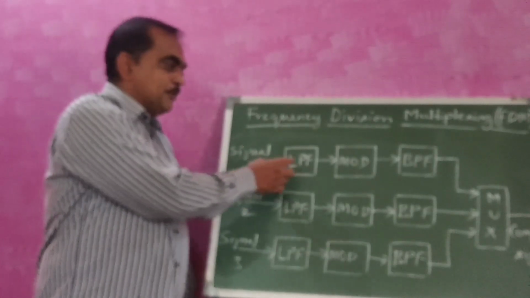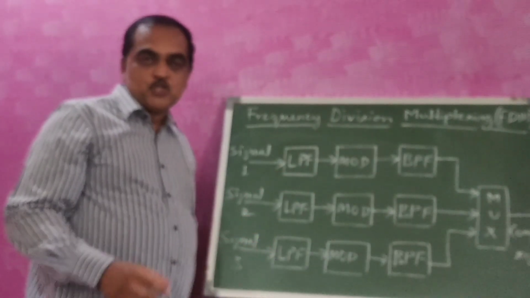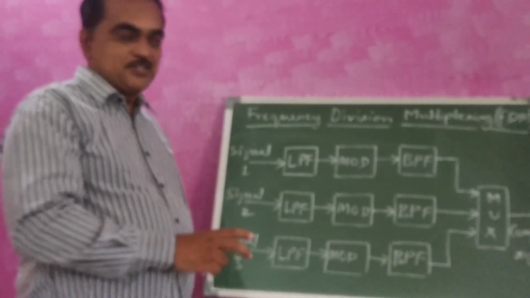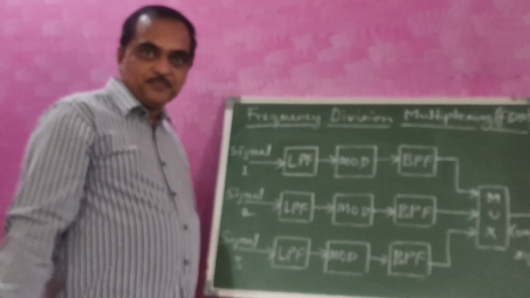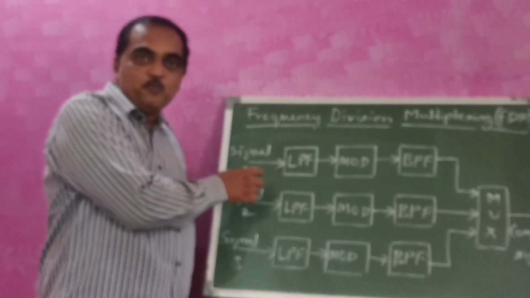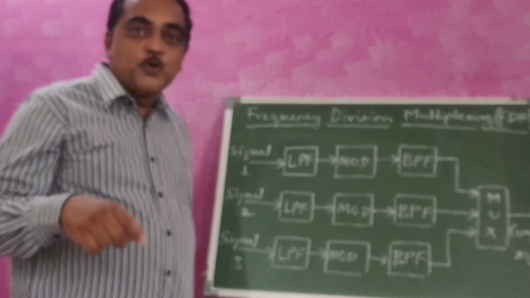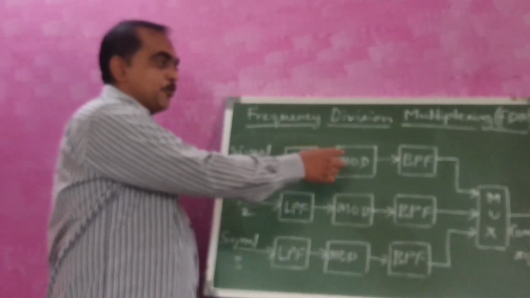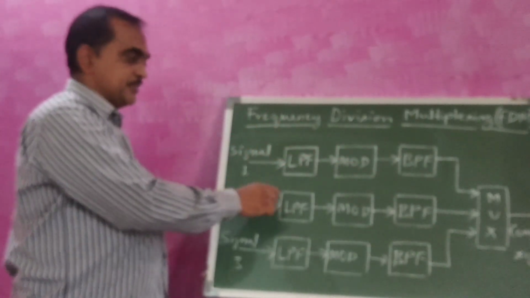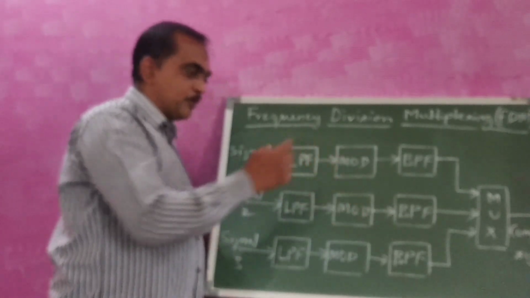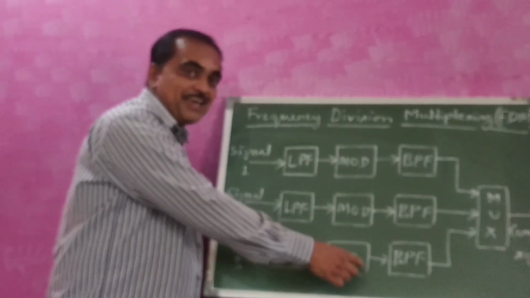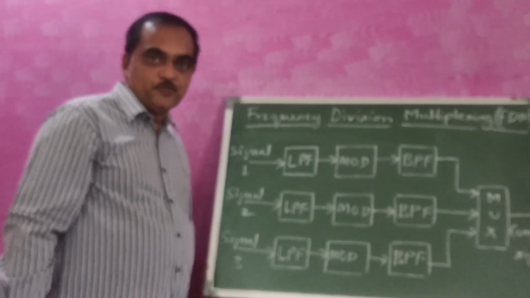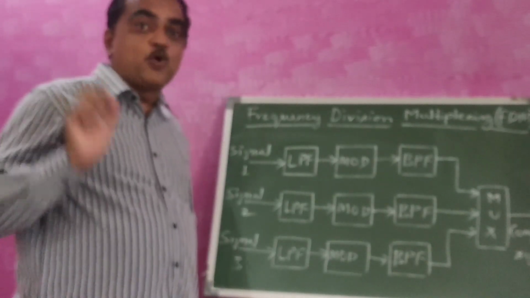These should first be passed through low pass filters so that the correct range of frequency for that particular application is passed. So low pass filters are the first section. After that, this low frequency signal will modulate a carrier in these modulators. This signal will modulate the carrier of this modulator, this signal will modulate the carrier of this modulator, and the last signal will modulate the carrier of this modulator. All these carriers are of different values, not the same, so that different frequency ranges are allocated.